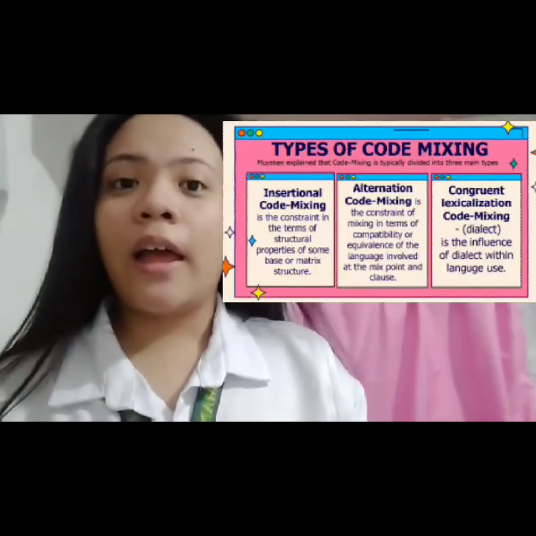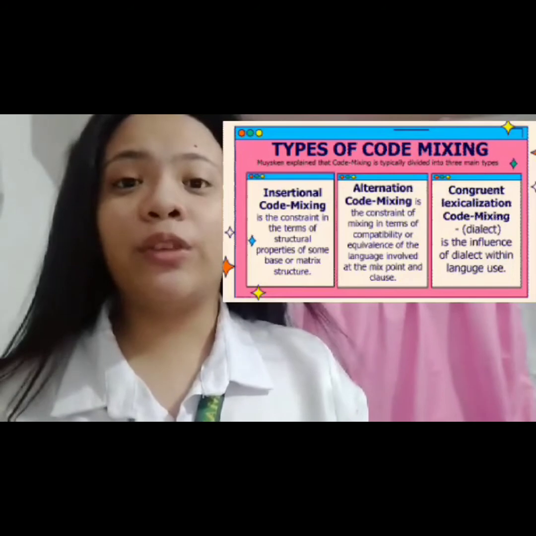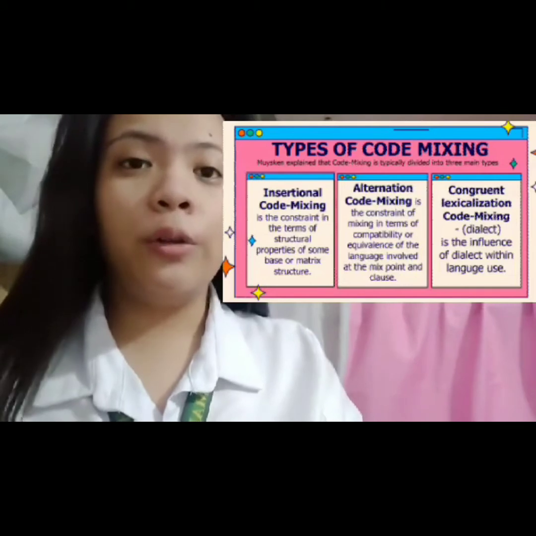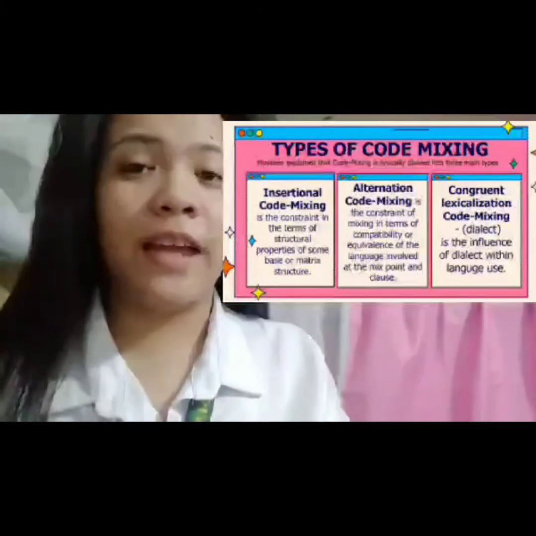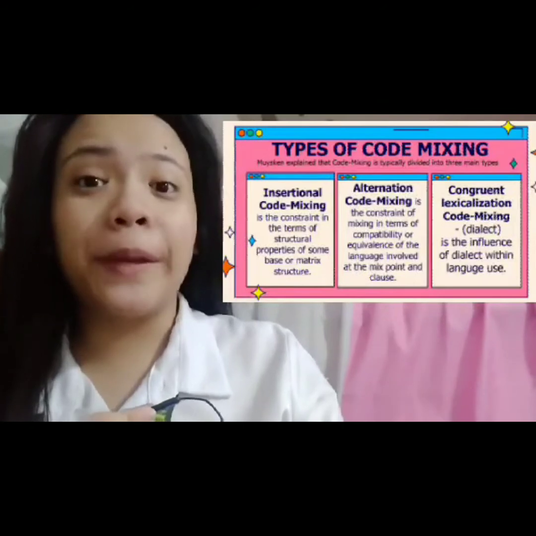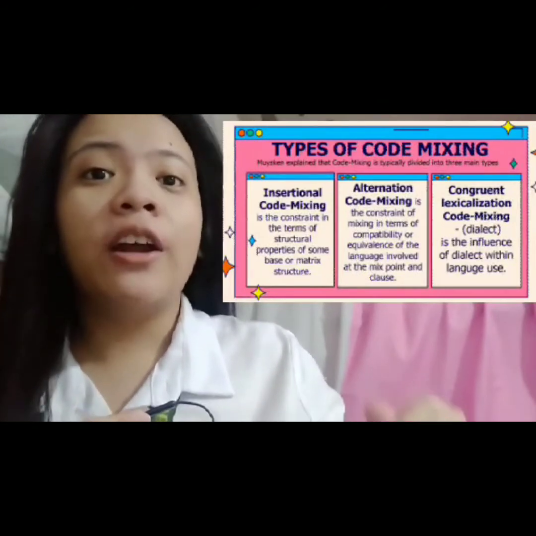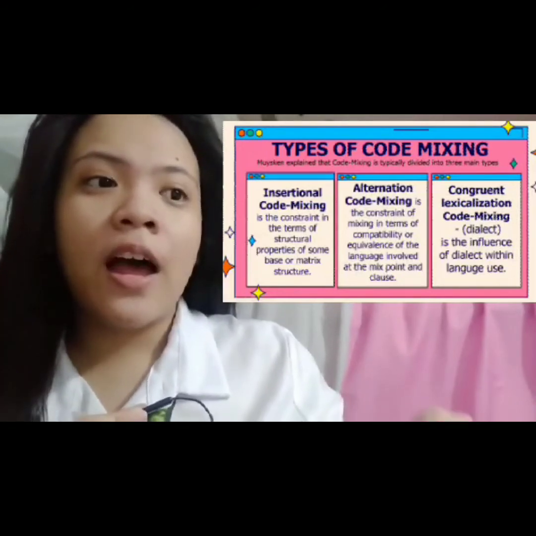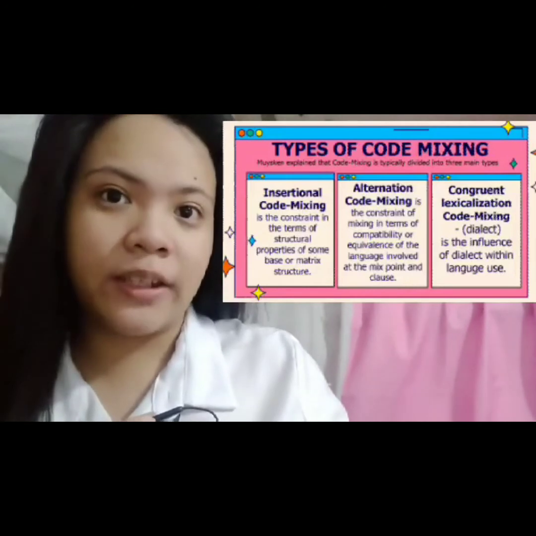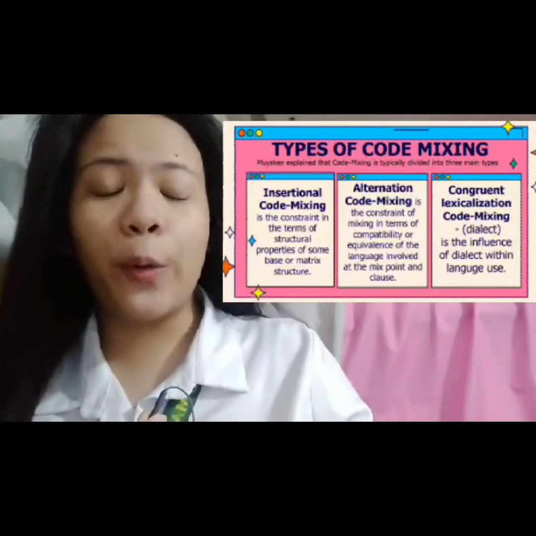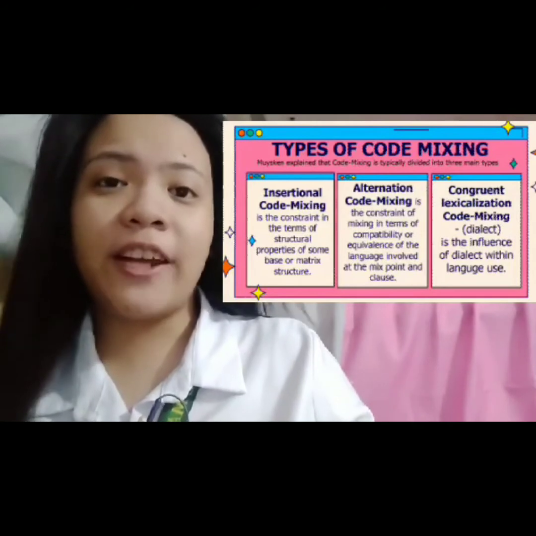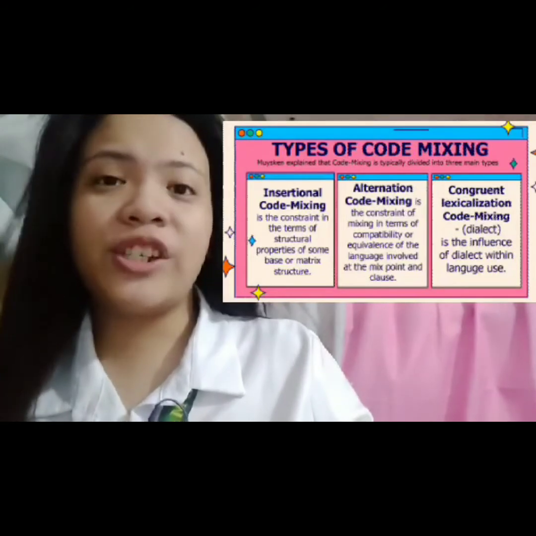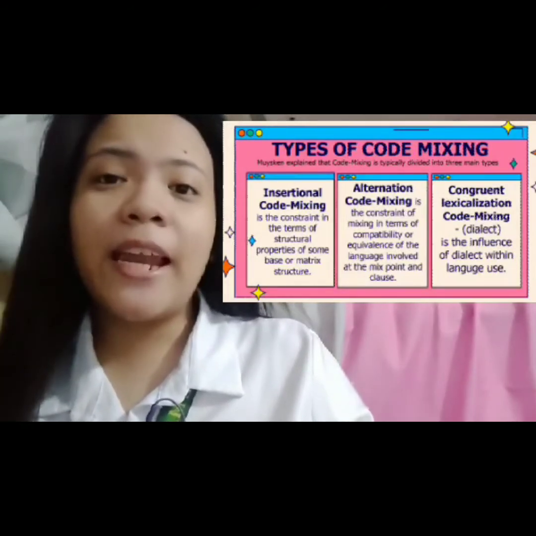According to Muysken, code mixing is divided into three main types. In insertion code mixing, the process of code mixing is conceived as borrowing. In alternation code mixing, there is a constraint or restriction in terms of the compatibility or the equivalence of the languages involved at the switch point. In congruent lexicalization, it refers to the situation where two languages share grammatical structures which can be filled lexically with elements from either language.